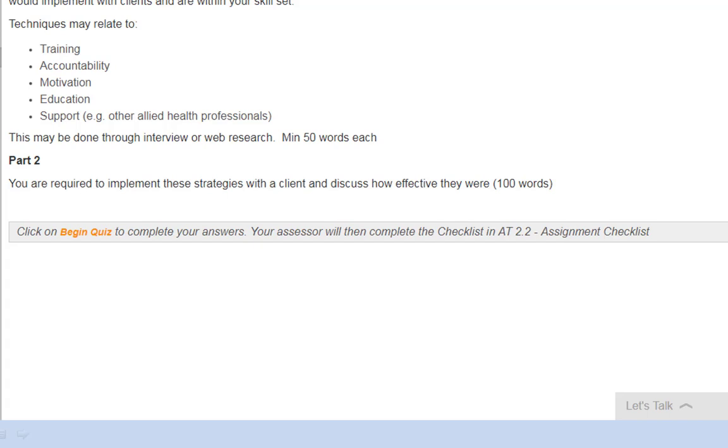Again, these are just examples I've thrown up. So there's lots of different options. So you need to implement both of these techniques with the client, and then you need to discuss in part 2 how effective they were.